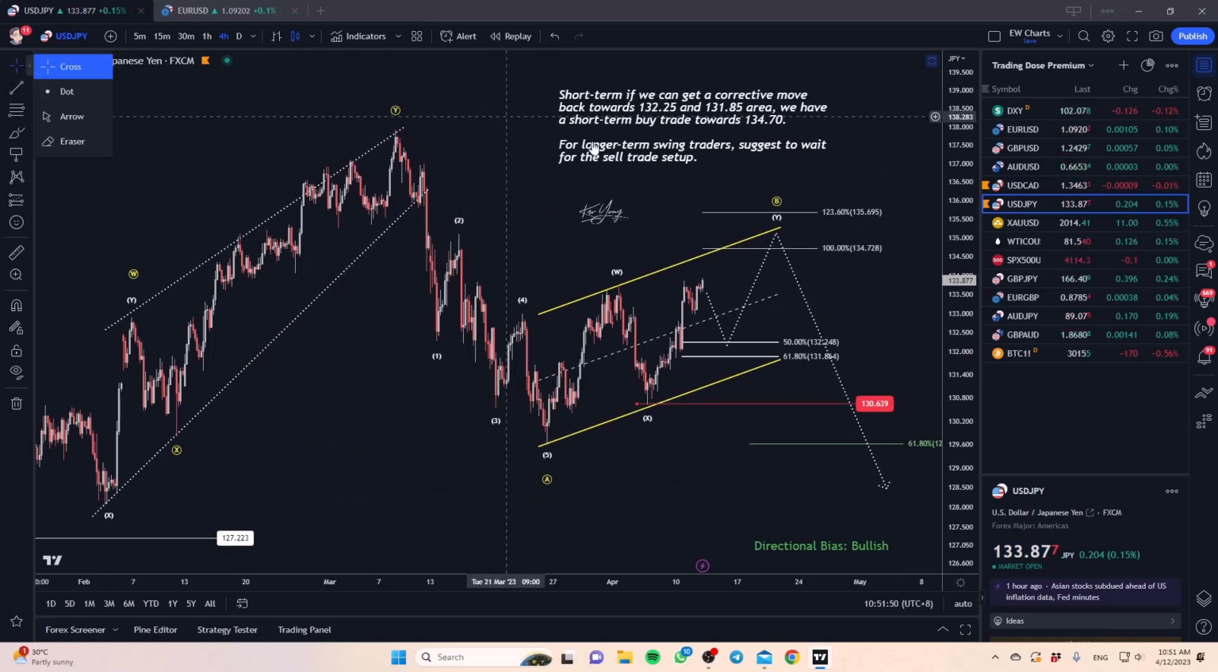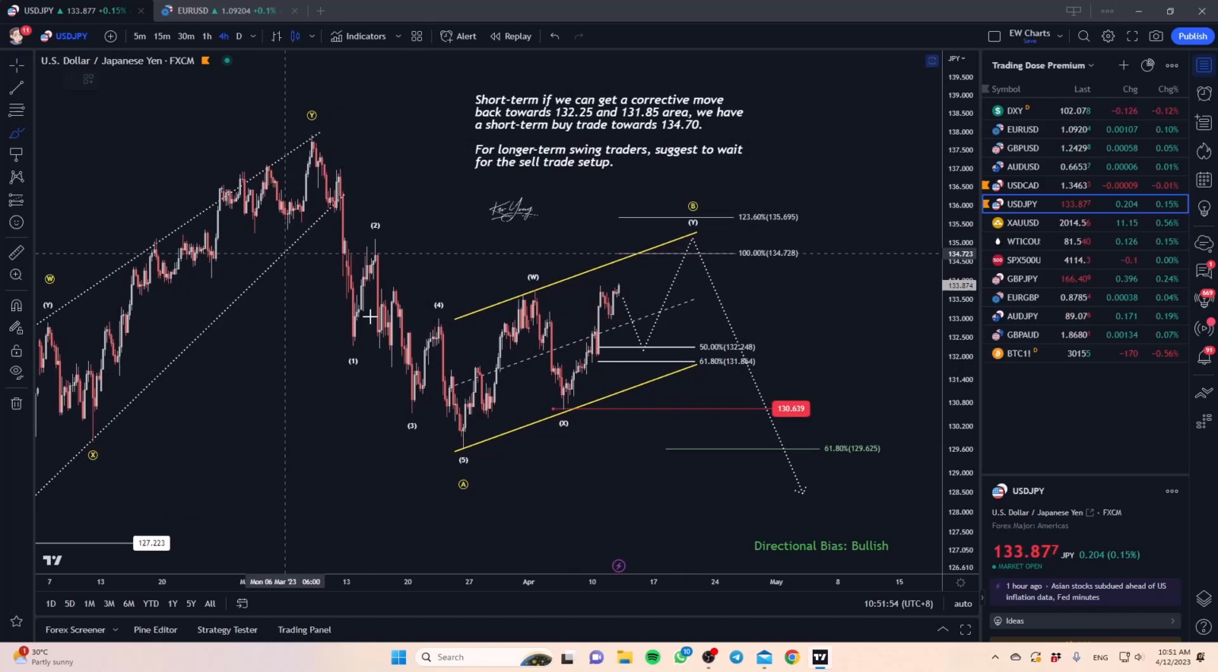The other one that I think is quite neat is the dollar yen. Okay, so dollar yen, the structure is quite clear as of now as well. We're basically seeing a 3-wave development, 1, 2, 3. Now, short term here, if we can get a decent corrective pullback, we may consider this as a buy trade. Definitely short term, right? Taking it from somewhere around 132 to 134.7, so that's about 200 pips. Definitely a short term trade, right?